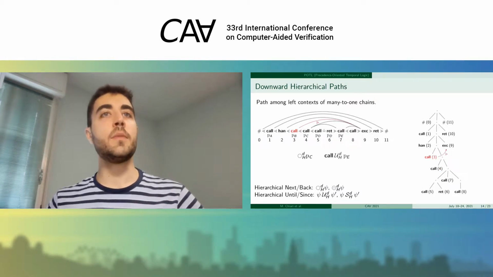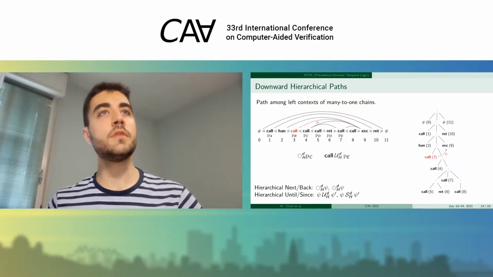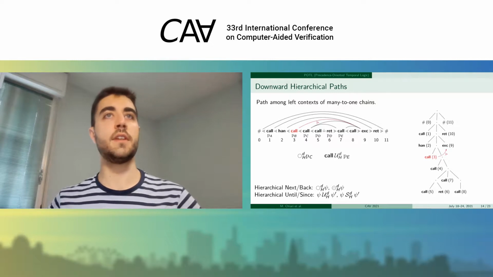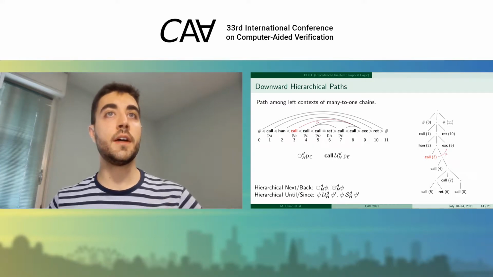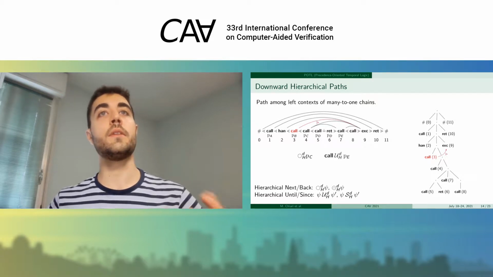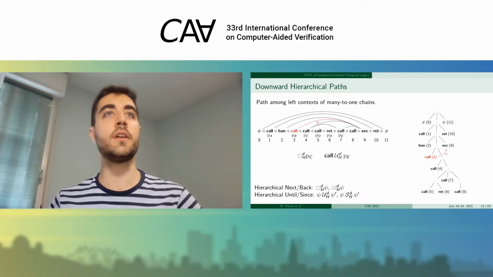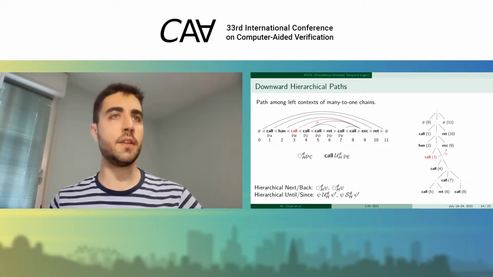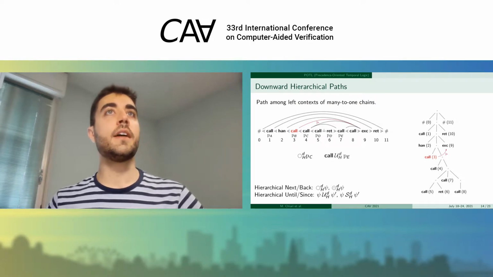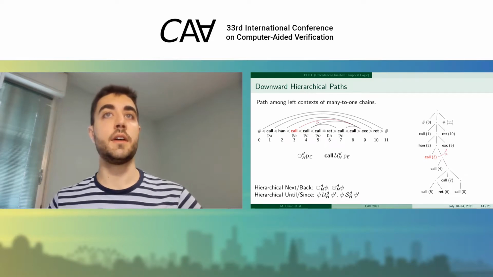Since we have one-to-many and many-to-one relations here, we also would like to move along the many positions that are in the chain relation with a single one. So for example, here we have the calls in positions 3, 4, and 7, which are all in the chain relation with the exception that terminates them, which is in position 9. So we would like to move along these calls without taking into account what happens between them. And for this, we use hierarchical paths, which move along positions in the chain relation with the same position.